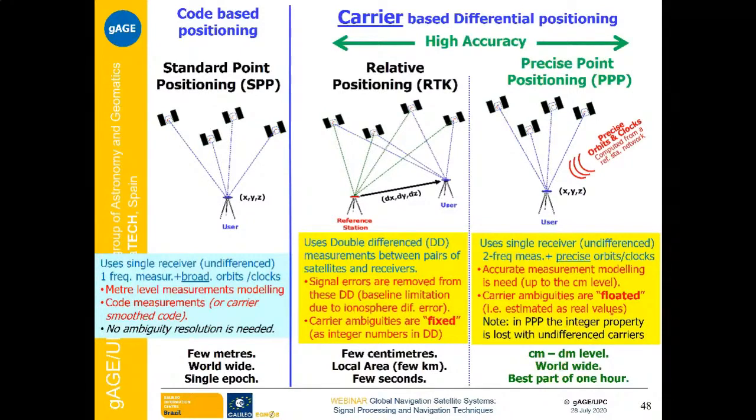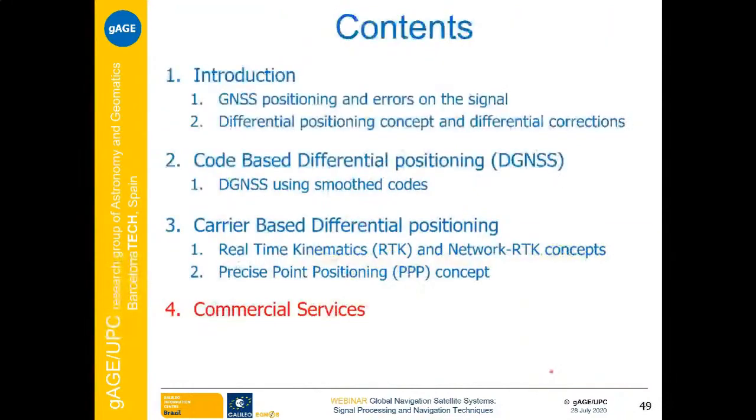Well, then, because we are floating the ambiguities, we have to decorrelate these real valued ambiguities from the coordinates and also from other parameters like troposphere. Troposphere is estimated in the filter, and it takes longer. It takes longer to converge. This is the best part of 1 hour.